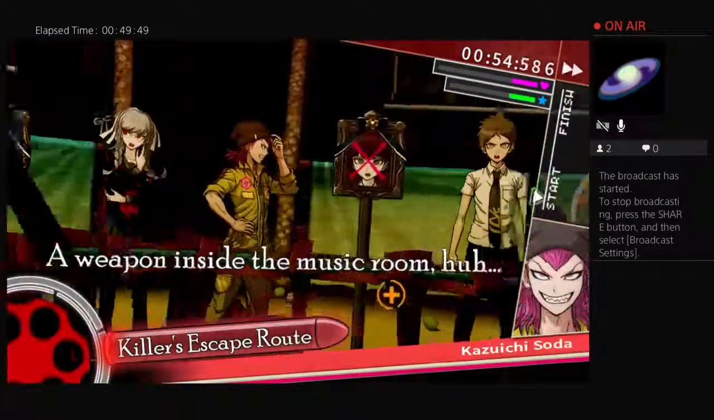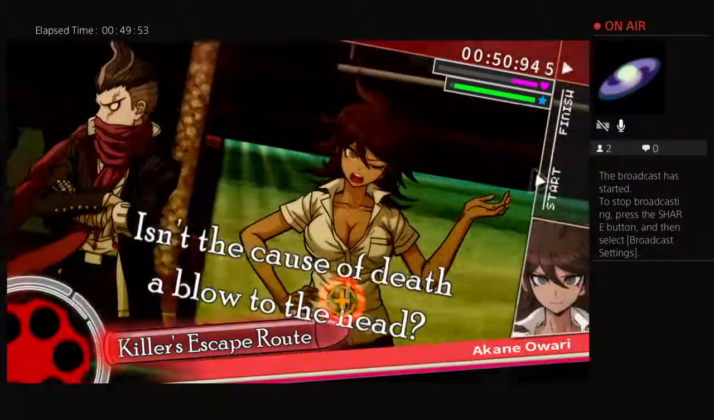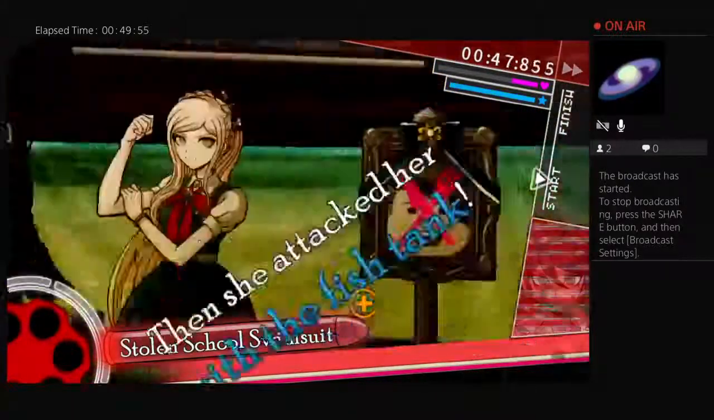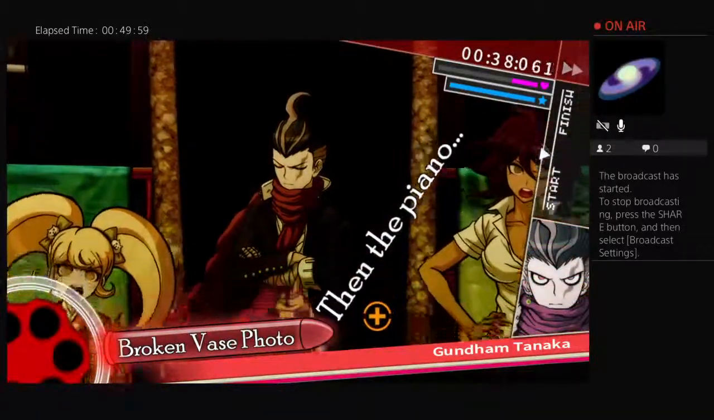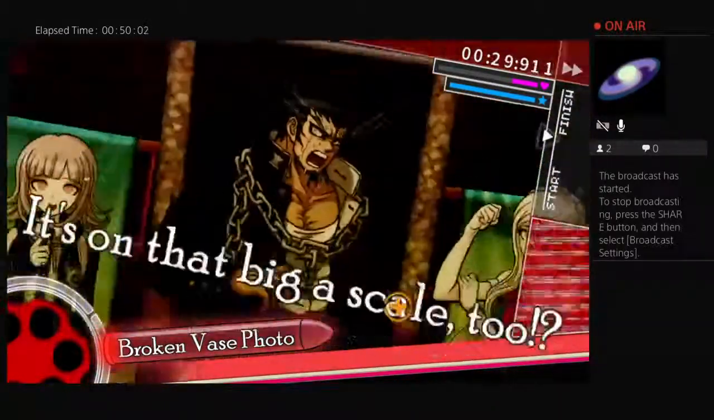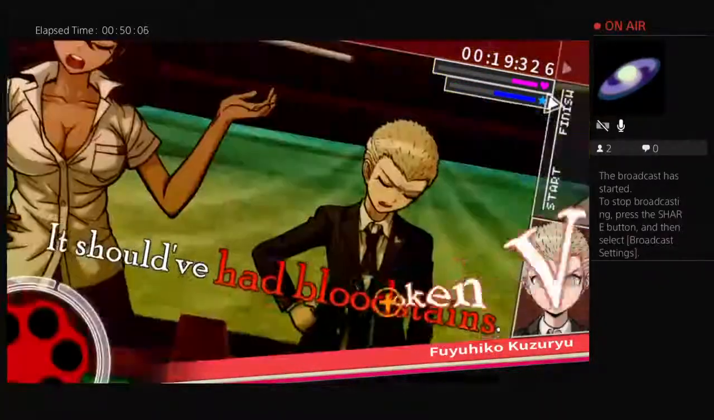A weapon inside the music room. What about broken glass? Isn't the cause of death a blow to the head? Then she attacked her with the fish tank. That's too big to be a weapon. Then the piano. Why are you going even bigger? The investigation. It's on that big a scale. How about beating her with gravel? If it's a weapon that was used, it should have had bloodstains.